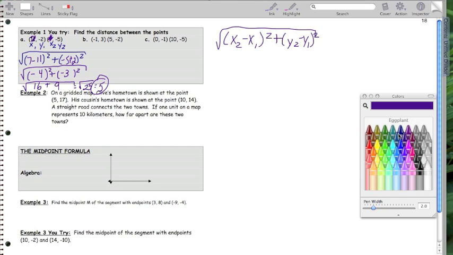Okay, let's try another one. I'll switch my color. It's going to get a little jumbled because there's a lot going on. Yeah, we'll just put it in here. Okay, so actually, I'll do this one out here.